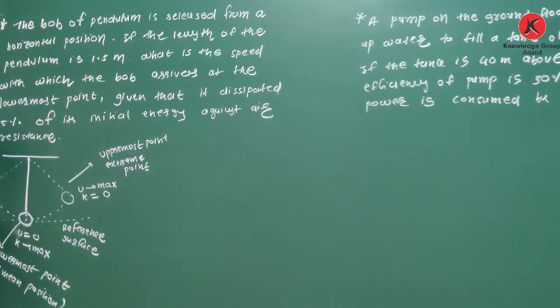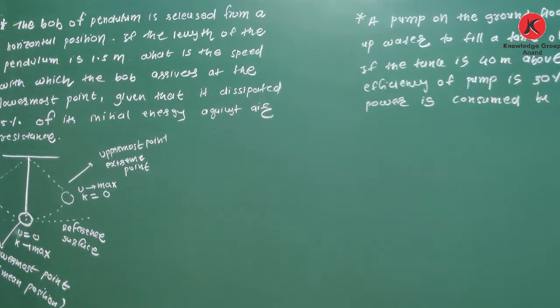At this point, as the object is on the reference surface, its potential energy is 0. At this point, it is always in motion, so its kinetic energy is maximum because potential energy is 0. At the uppermost point, speed is 0, so kinetic energy is 0 and potential energy is maximum. Simple. Because K is equal to half mv square and U is equal to mgh.